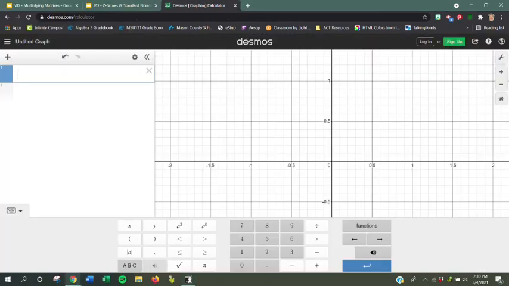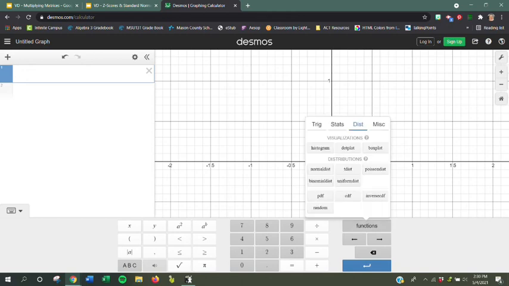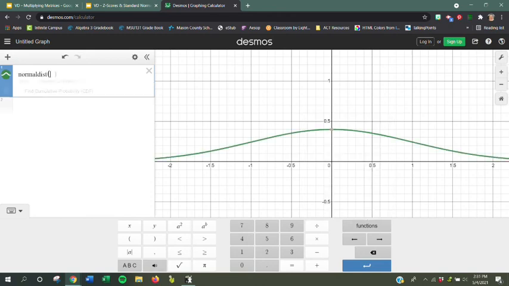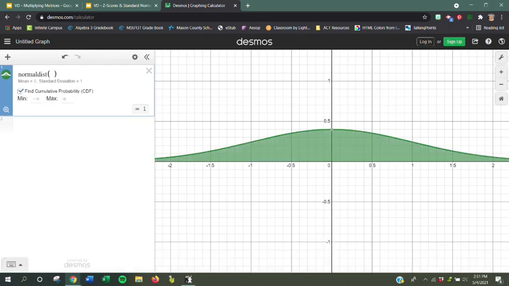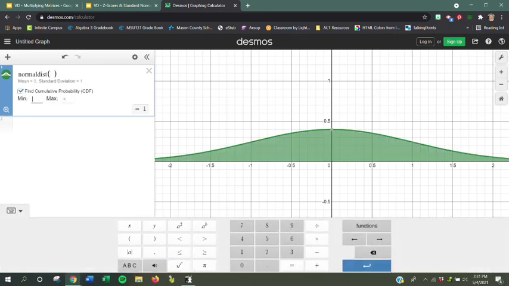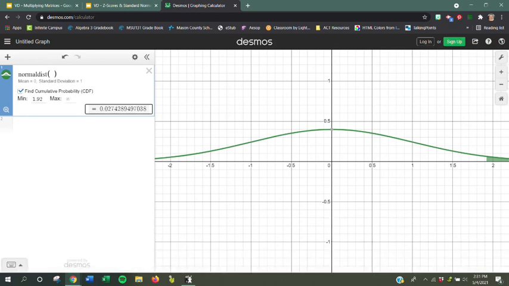I'm going to run through that one more time on Desmos as well, because I know several of you do not have a TI-84 at home. So again, we go to distribution in the keyboard, and we go to normal distribution. We check mark the CDF box. In this one, our minimum is that 1.92 z-score. Our maximum is positive infinity, and it seems like if we just tab through that it leaves it at positive infinity, and it gives us our percent.